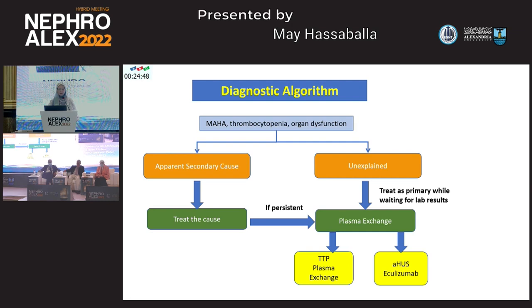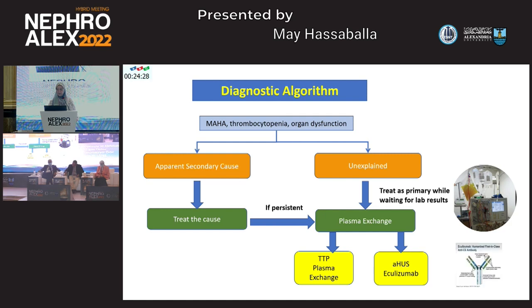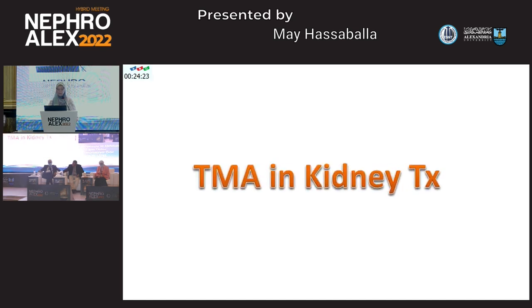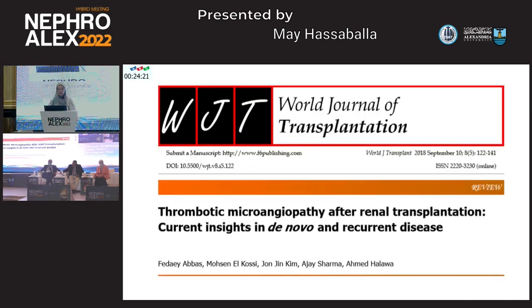Generally speaking, when you have microangiopathic hemolytic anemia, thrombocytopenia, and organ dysfunctions, you look at whether there is any apparent secondary cause, in which case you treat the cause. Whereas if you do not have an apparent cause, then you have to consider it as primary and treat as such with plasma exchange. And if you suspect atypical HUS and you have the availability of eculizumab, then you may have to treat with eculizumab. So let's now concentrate on kidney transplantation.